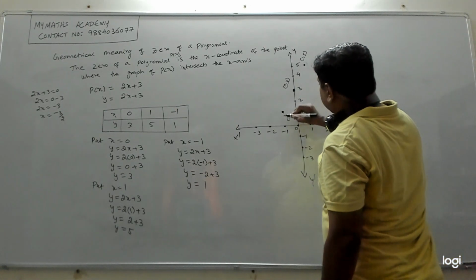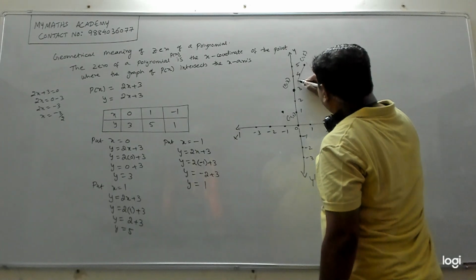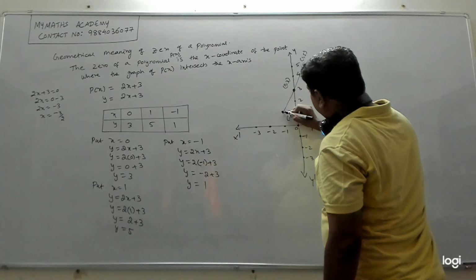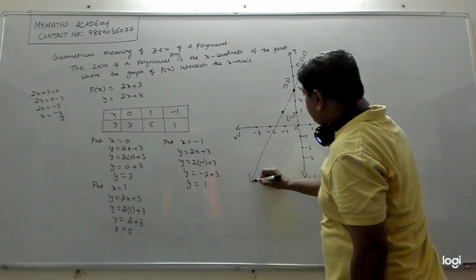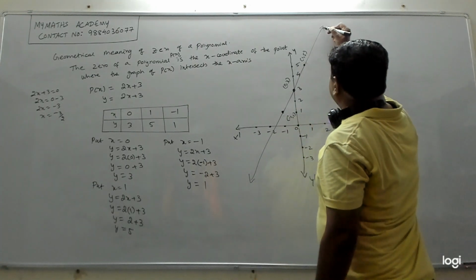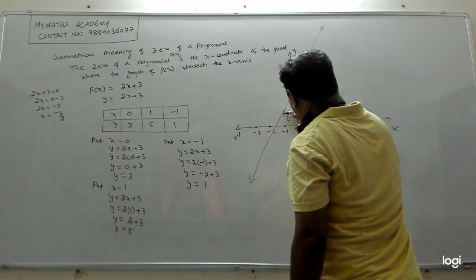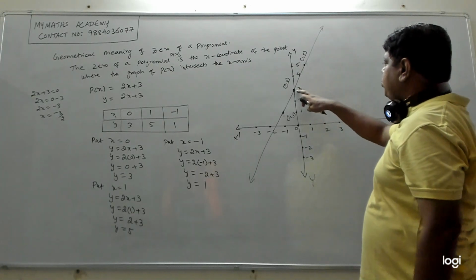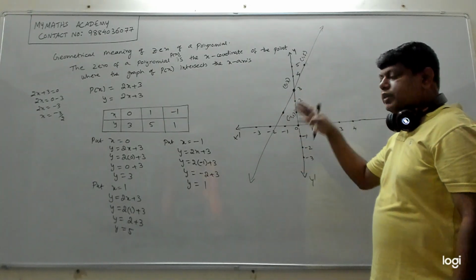to form a straight line. It will go like this. Clear? When you join all the 3 points, you will get a straight line. Extend them.